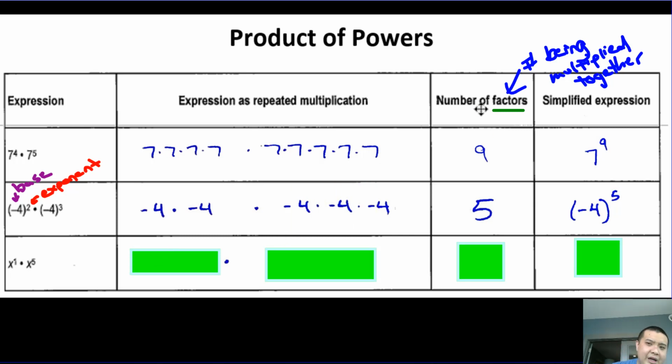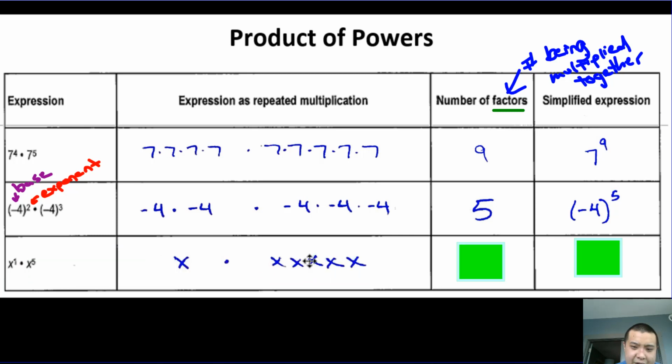Next, x to the 1st. So there's only one x, and then x to the 5th. So there are 5 x's right here. So that's x times x times x times x times x times x. Remember that there's multiplication signs in the middle of these x's that we don't see. So overall there are 6 x's being multiplied together, so therefore it's x to the 6th.